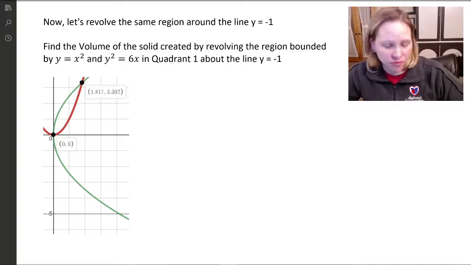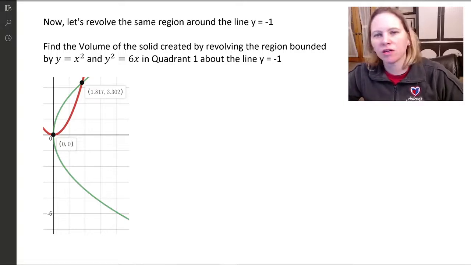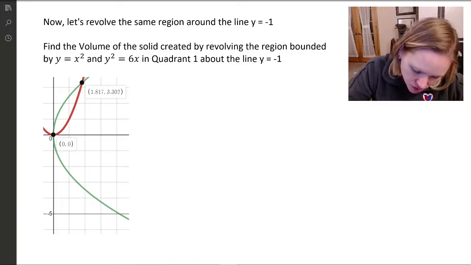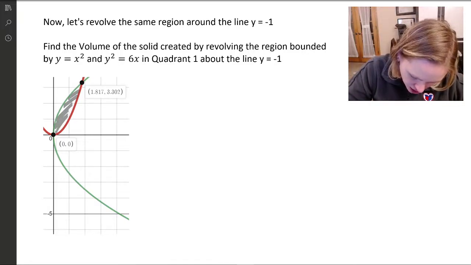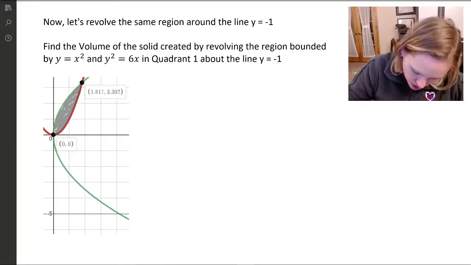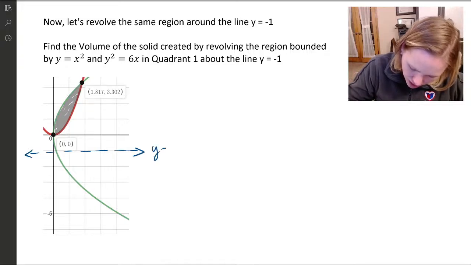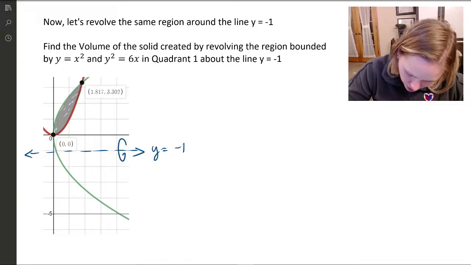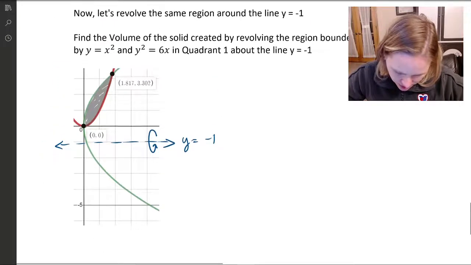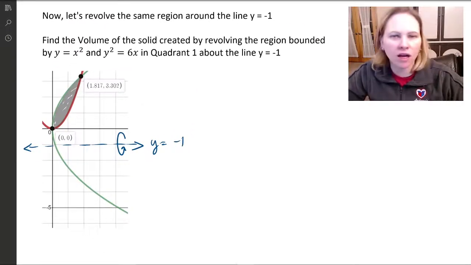Now to finish out this video, we're going to take that same region and revolve it one more time, but this time we're going to revolve it around the line y equals -1. So again, I'm going to shade in the area that we're going to be revolving. It's this right here, but this time my axis of revolution is down here. Y equals -1. I'm going to label it using my little revolution symbol. Whoops. And now I'm going to determine my big R and my little r.